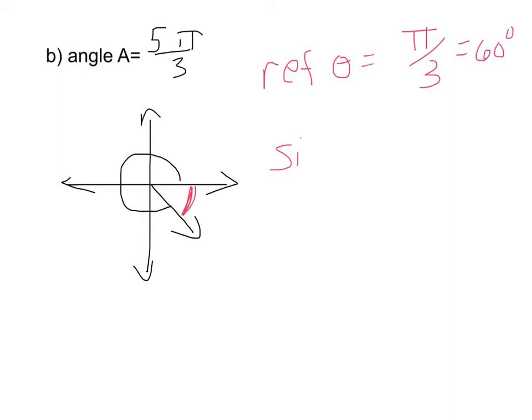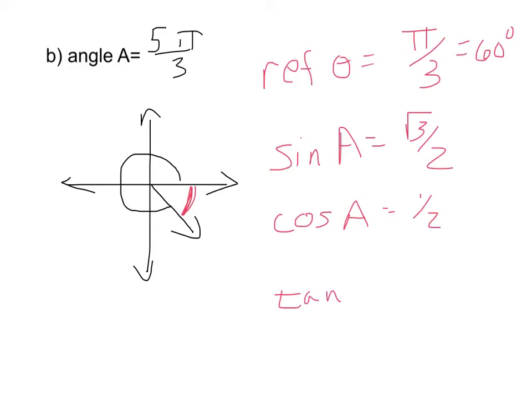So the sine of A is negative root 3 over 2, the cosine of A is 1/2. The tangent of A is root 3. Nope, the tangent is negative root 3. We're in this quadrant. My x is positive, so my cosine is positive. My sine is negative. When I take y divided by x, a negative divided by a positive, this becomes negative also.